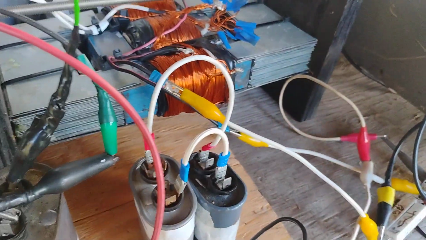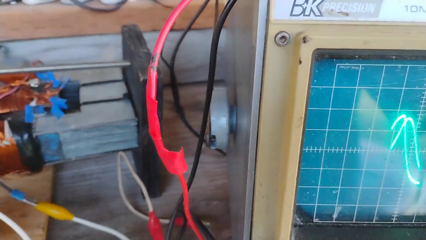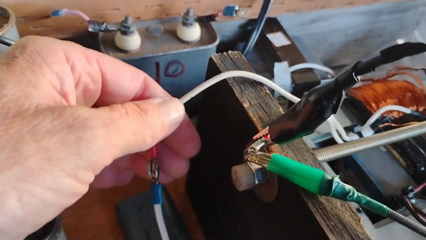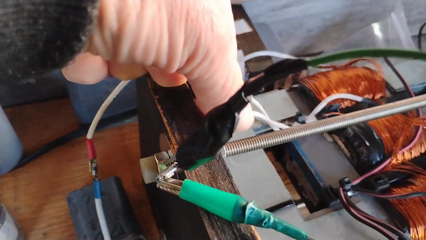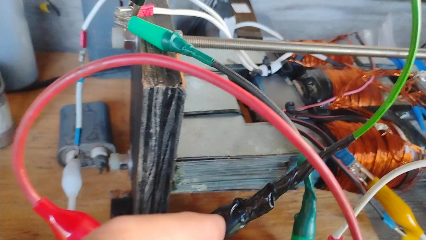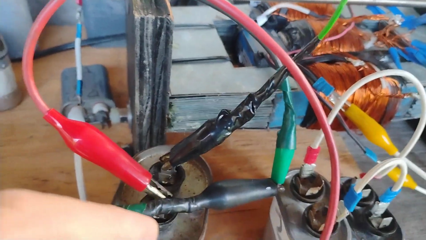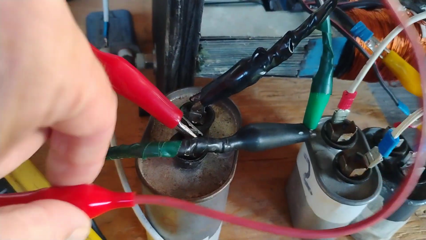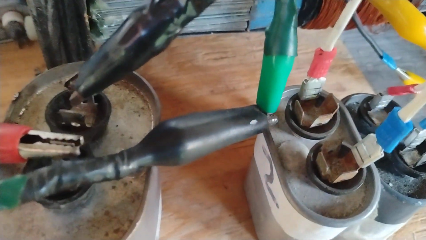Now, here's what's interesting. My video before, when I put a cap parallel to the primary. So here's a primary wire. Here's a primary wire. And it was a 4 UF cap, if you remember my previous video, that made the draw go way down. So, you see this?